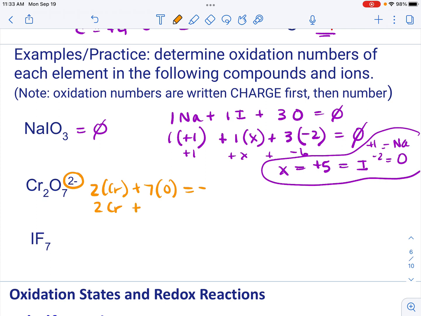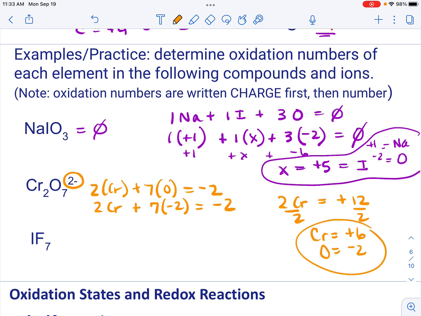I do know the oxygen, plus 7 times -2 for the oxygen. And the total has to equal -2. So mathematically speaking now, I get 2 chromium equals 7 times -2, which is -14. Move it to the other side, and I get +12 by combining it with a -2. Then I divide by 2 to get chromium equals +6. And I'm going to list the oxygen as -2 because I knew it.